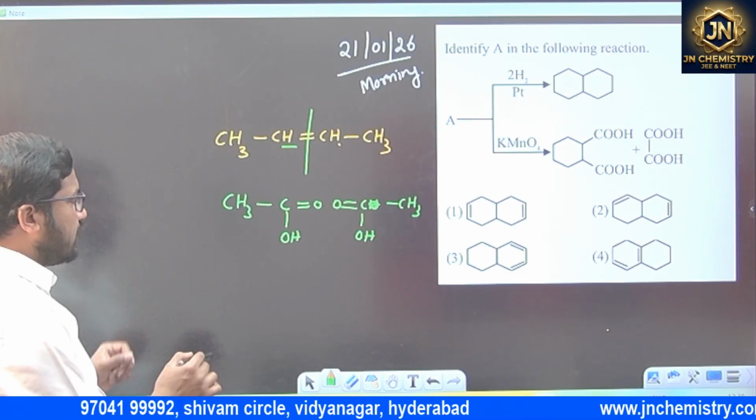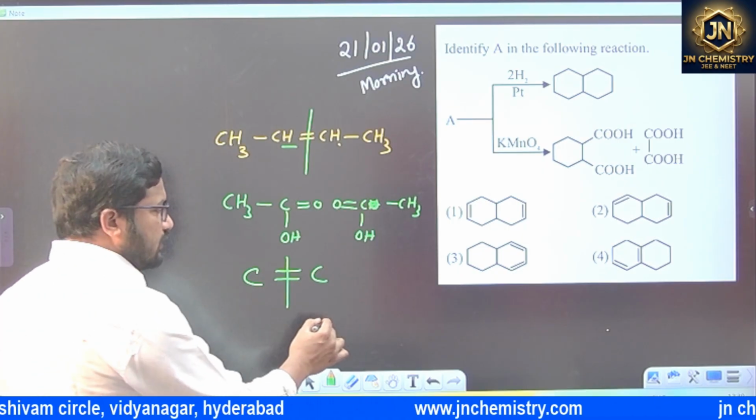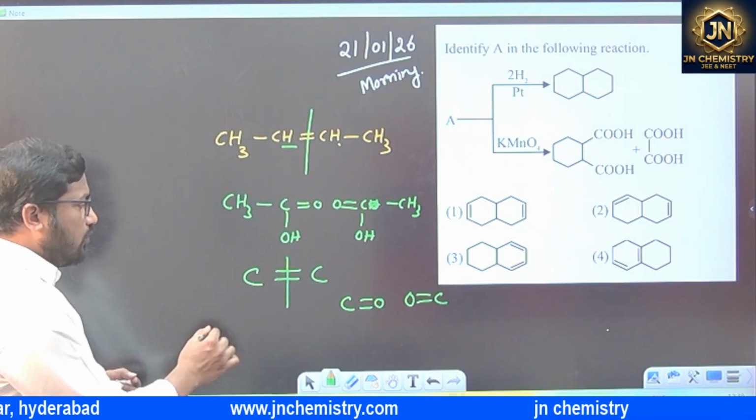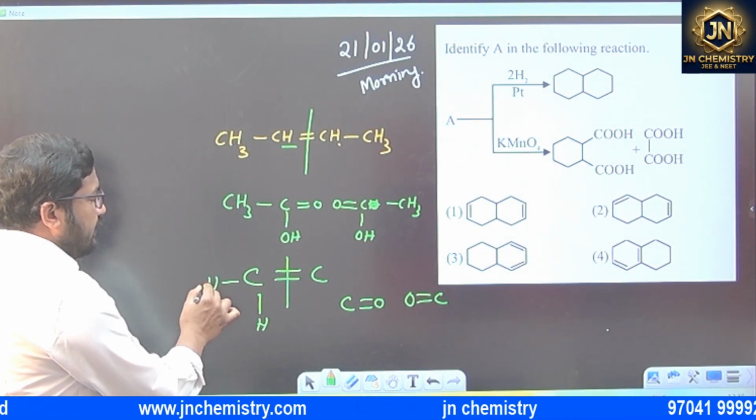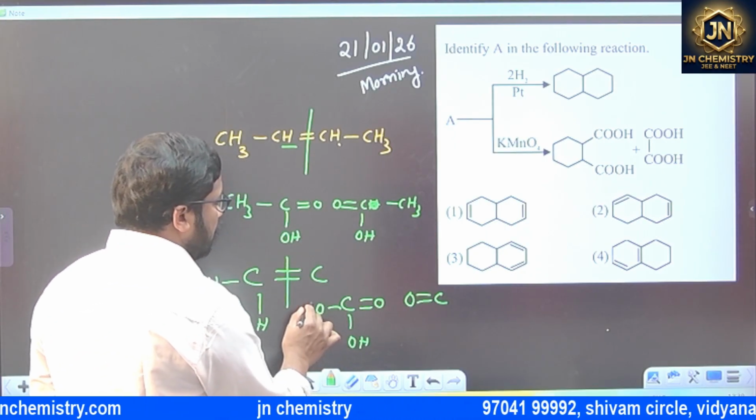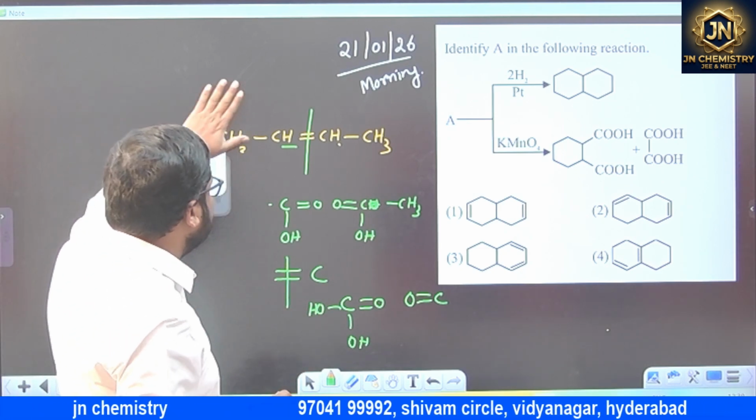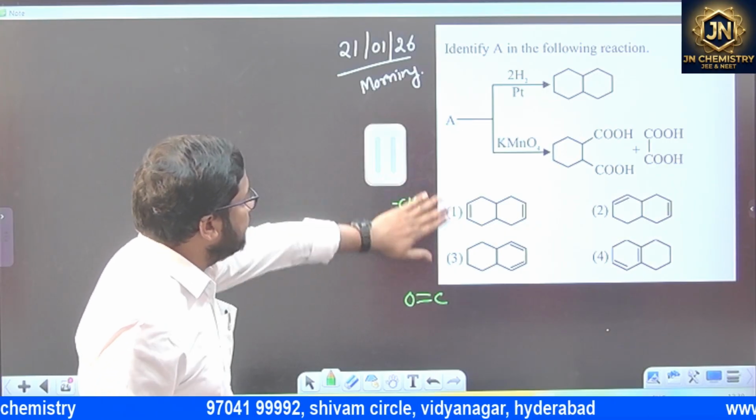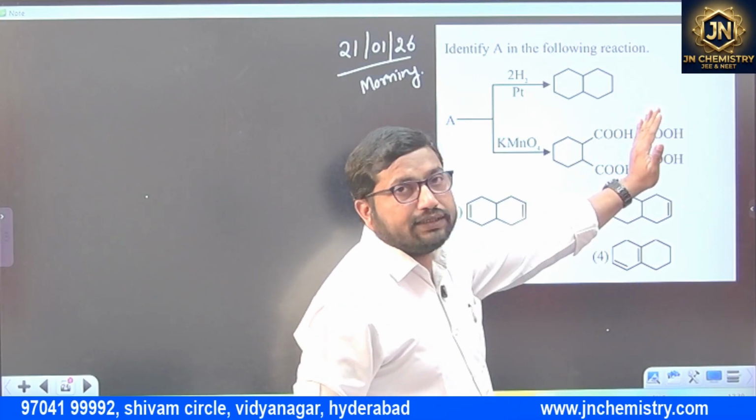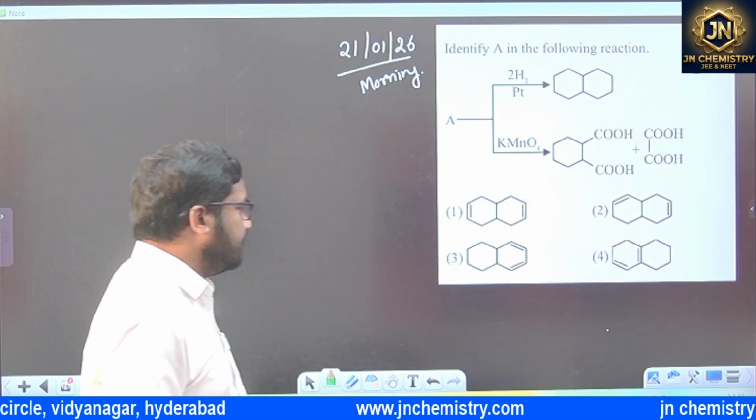What I am trying to say is, whenever the double bond is there, first break the double bond and add 2 oxygens on both sides, C double bond O, C double bond O. That is point number 1. If the double bond carbon has 2 hydrogens, we need to add 2 OH groups. If it has only 1 hydrogen, 1 OH group we need to add. So this is the process. Now in this case, both sides have COOH, so I'll go with option C.